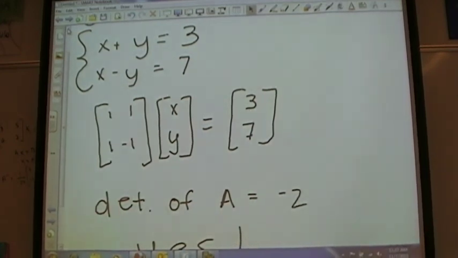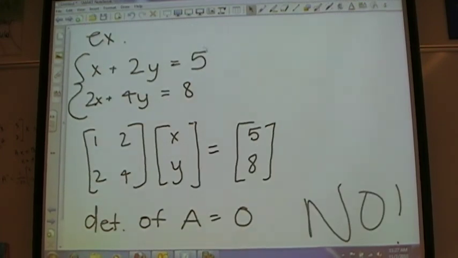Otherwise, it would not. So my next one would not have a unique solution, just because once you put it in a matrix equation, you find the determinant to be 0, it does not have a unique solution. Okay?